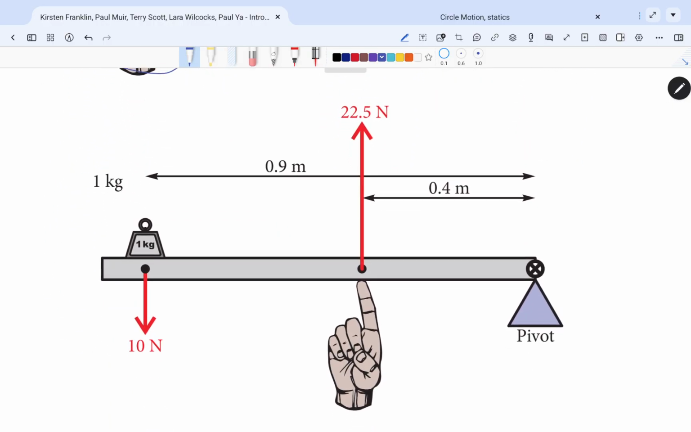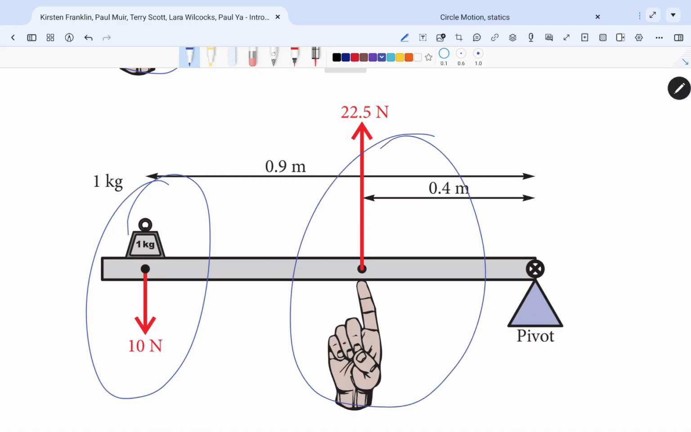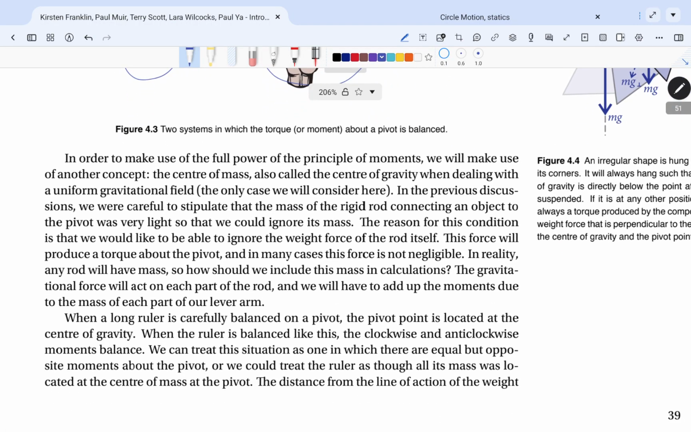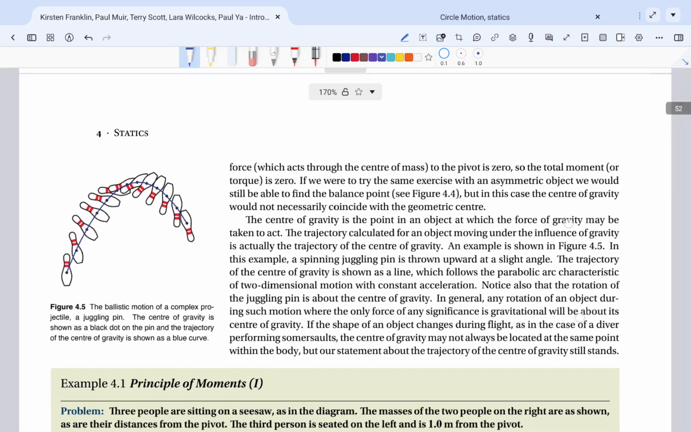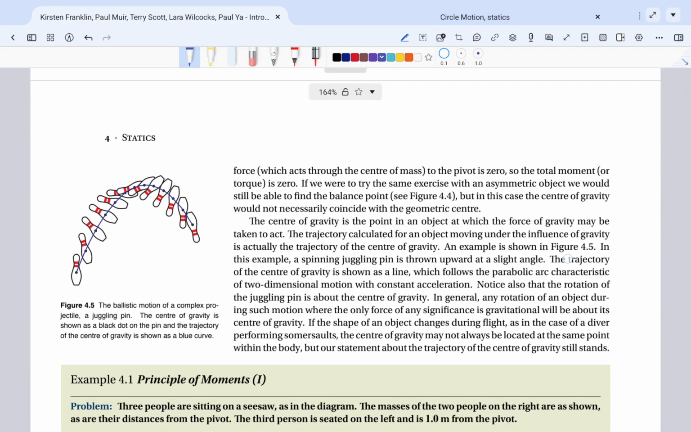Try this on your own. Find this torque and that torque, and they should both be the same. Skip all this. Yeah, we'll move straight into examples.